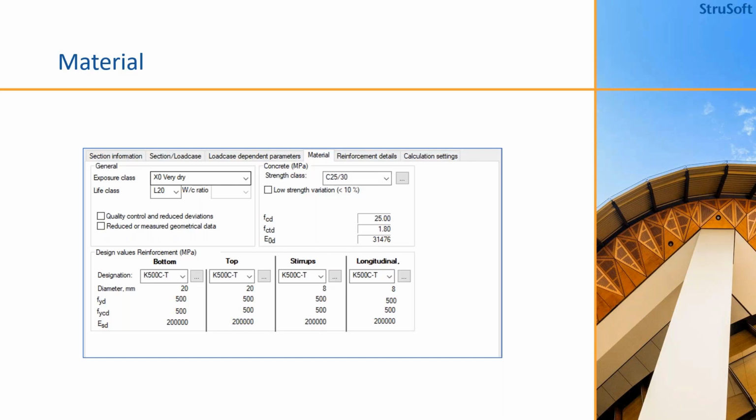If we take a look at the material, this is quite an ordinary window for all the WIN-Statik software, where we can select exposure classes, strength classes, and the different kinds of reinforcement to be used. This window will look a little bit different between the different national annexes, depending on the settings of that national annex.